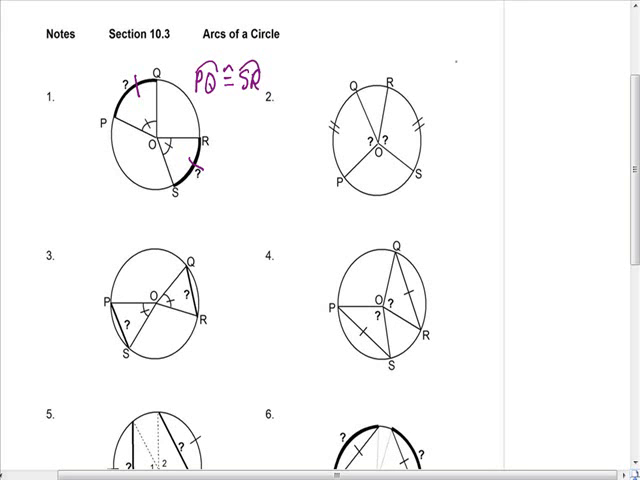And if in the same circle I have that two arcs are congruent, what do you think I could say about their inscribed angles? Lily? Yeah, their central angles, rather, are congruent. Their inscribed angles will also be congruent. So angle QOP would be congruent to angle ROS.